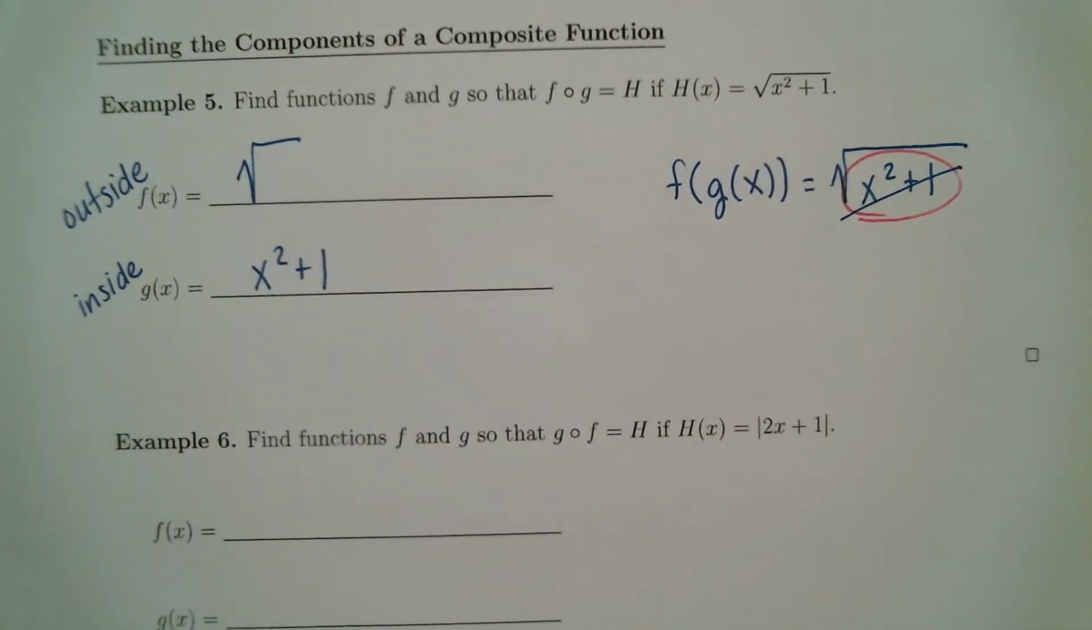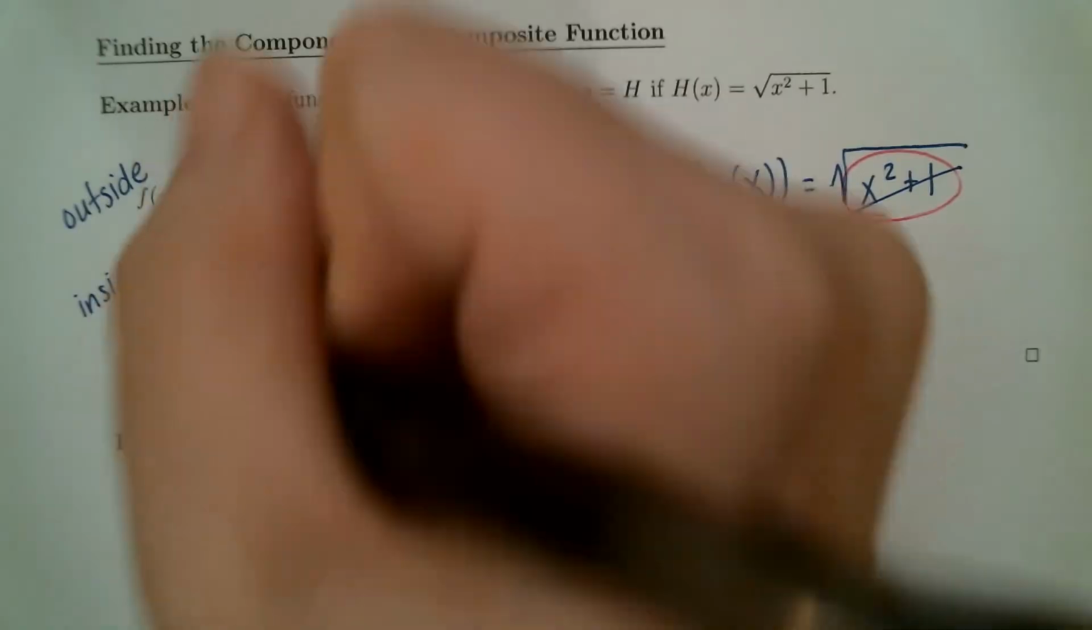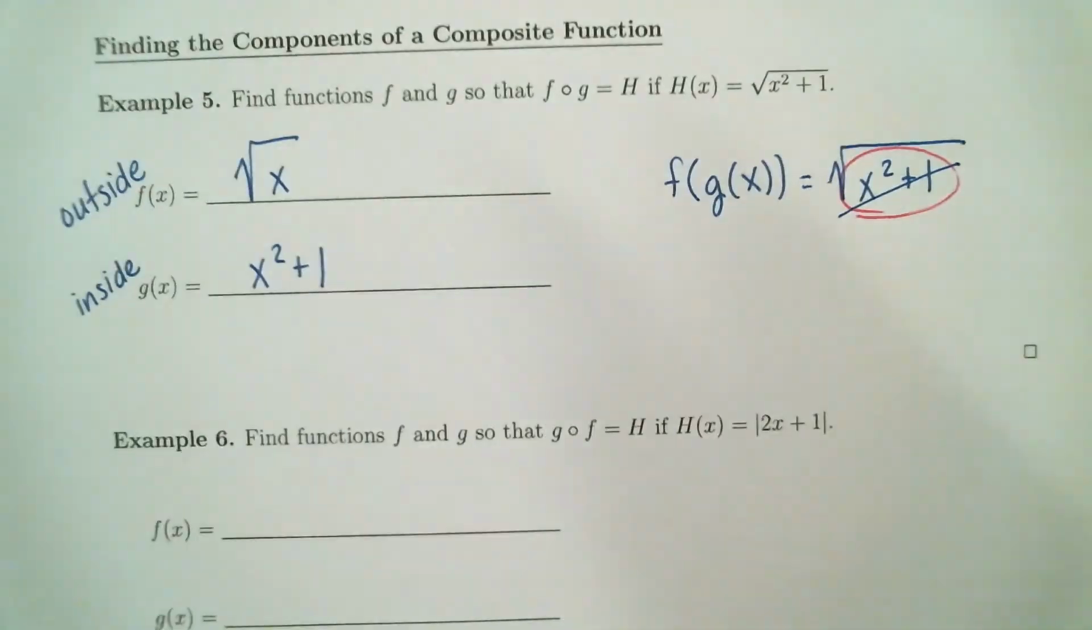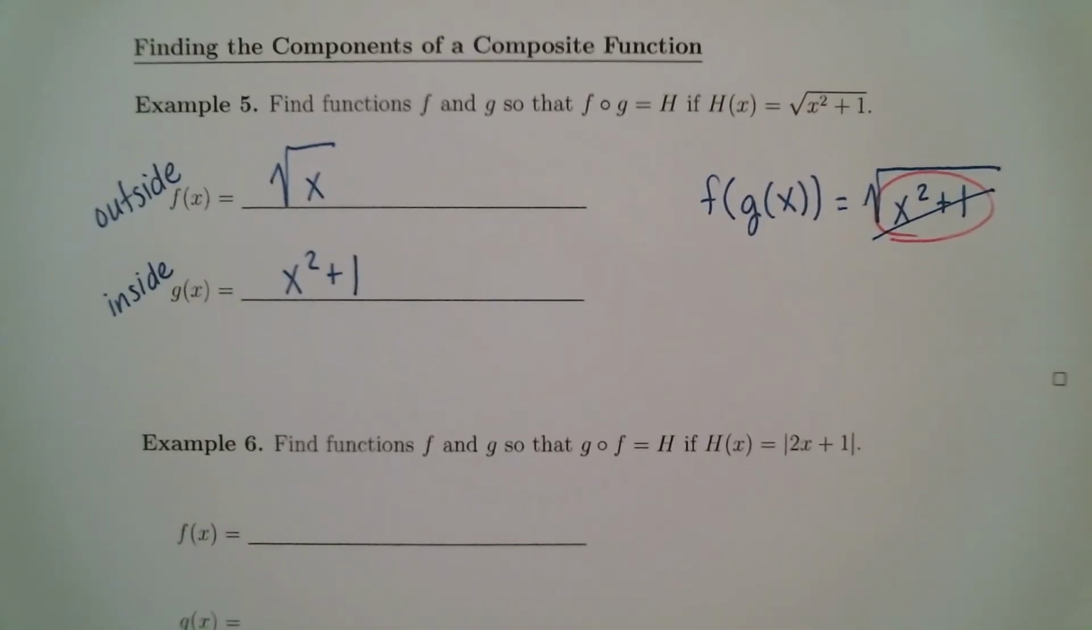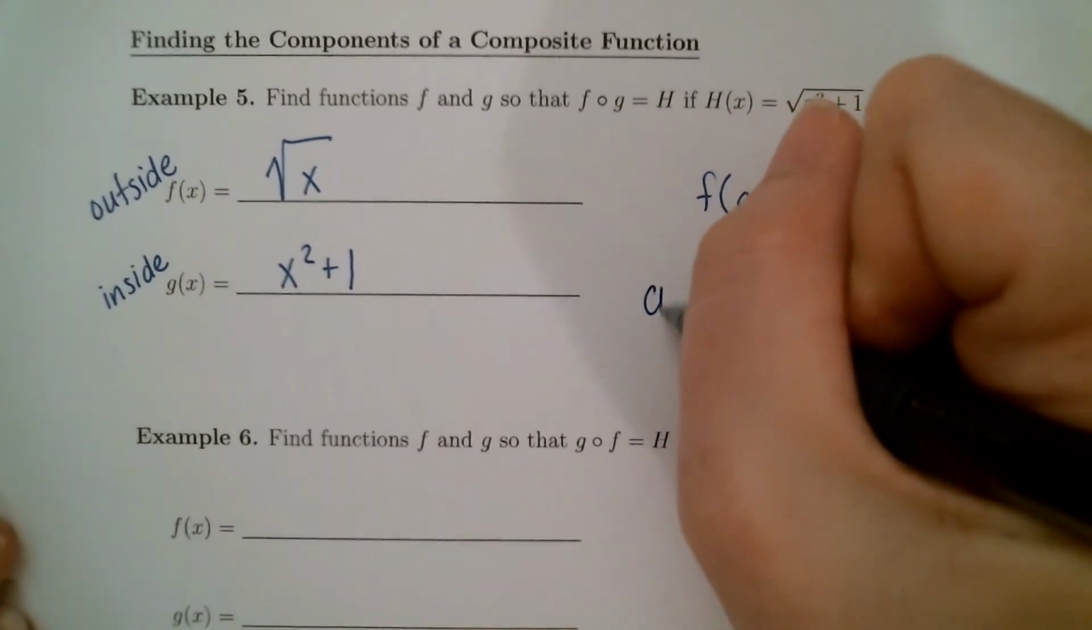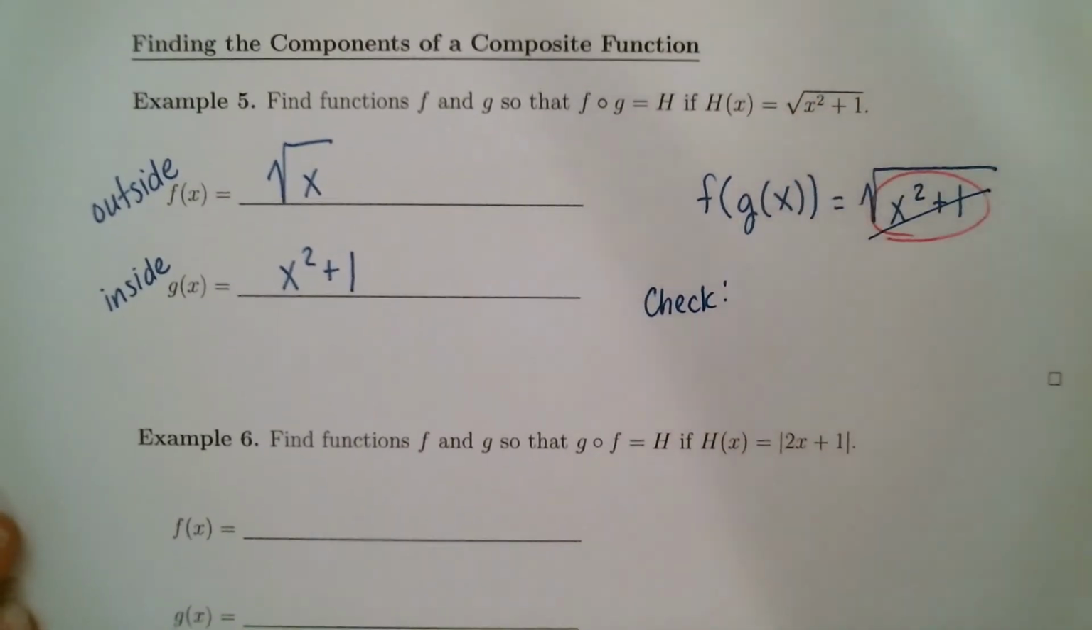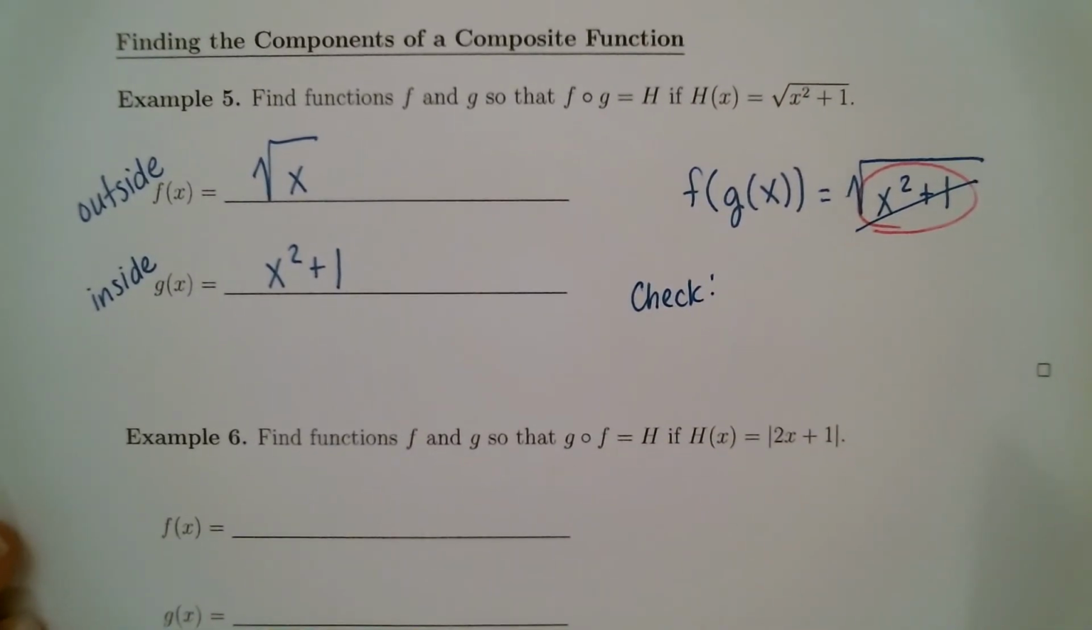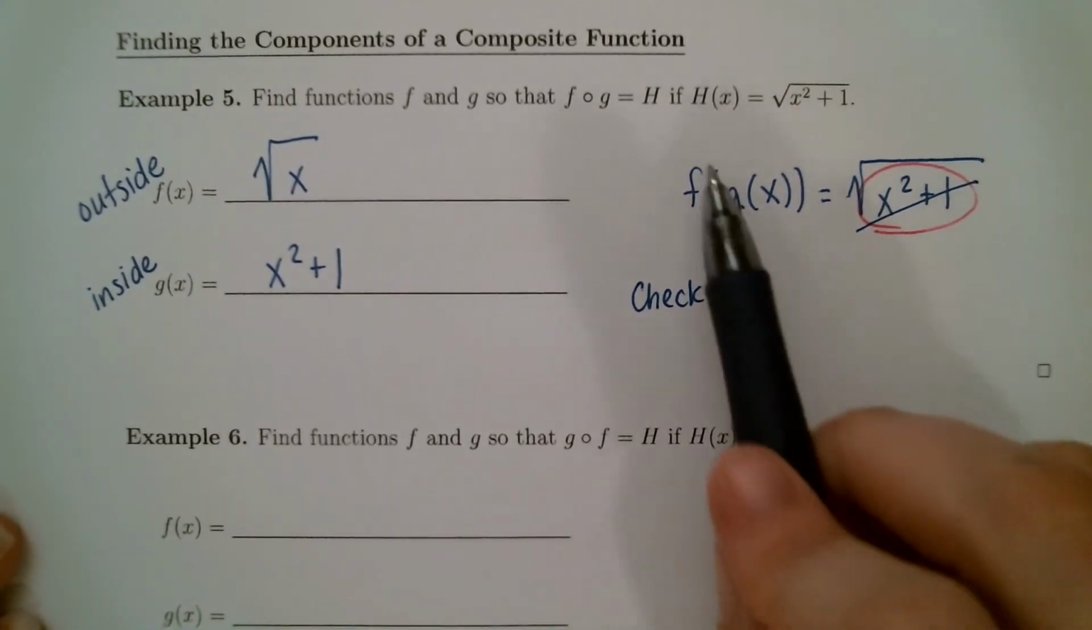That's not a function. You need a variable. So the outside function is going to be the square root of x. And that's it. And the cool thing is you can check yourself. Go ahead and compose the functions and see if you get h of x.